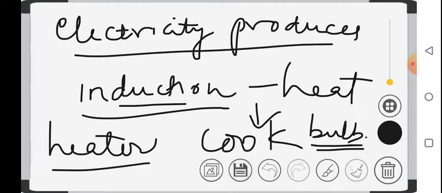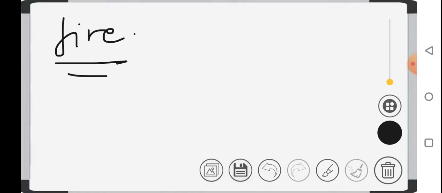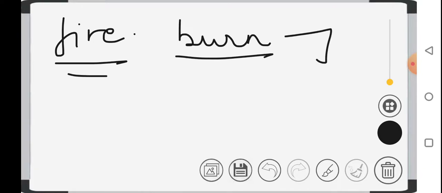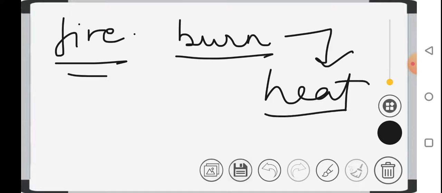Similarly, what is the ultimate source of heat? Sun. You should remember this, that the sun is the ultimate source of heat. What are the other alternatives? Electricity. Now the third alternative is fire. Fire also produces heat, right? When something burns, what does it produce? It produces heat and light, right?